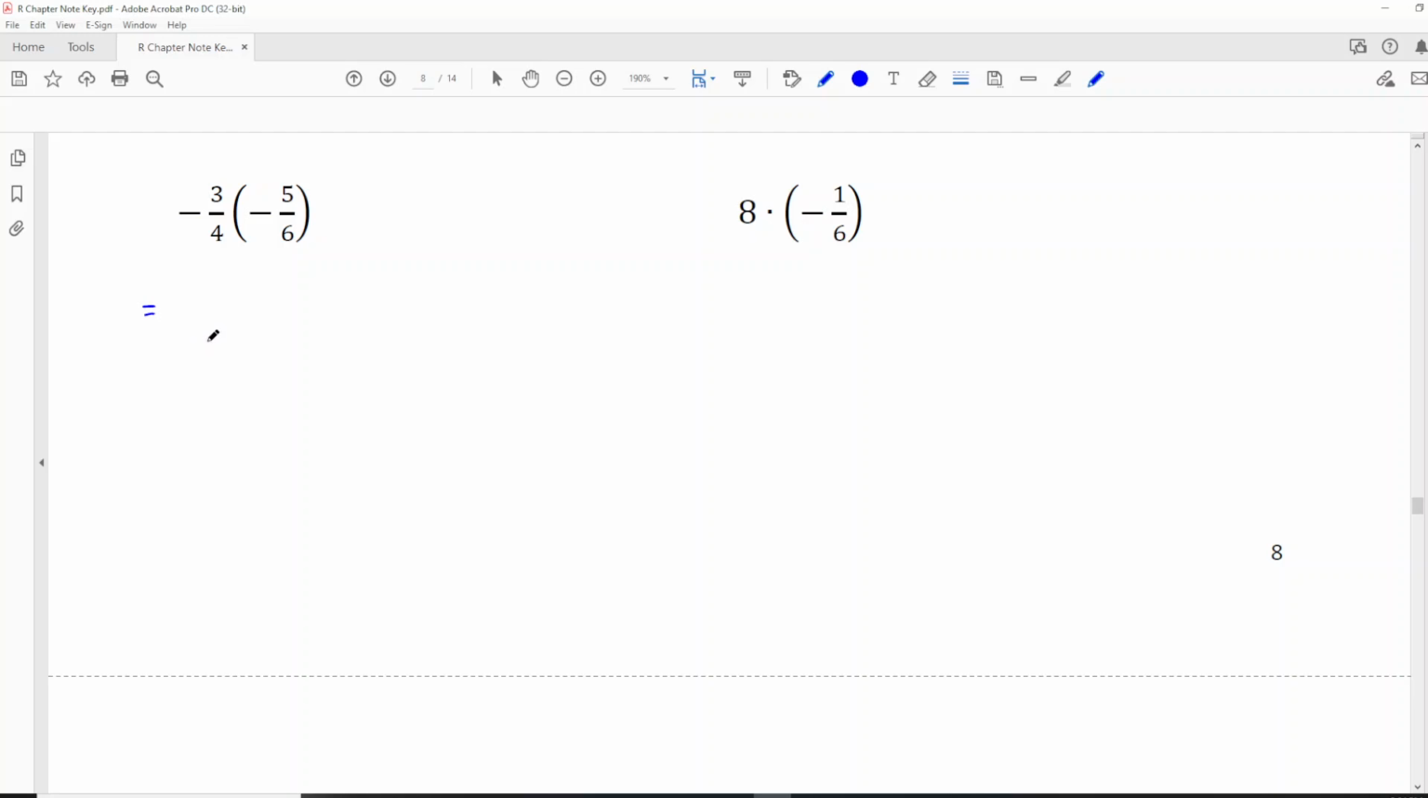And again, I'm a bit of an in-between. Sometimes I multiply across and then simplify. Sometimes I simplify before I multiply. It's kind of a choose my own adventure. I'm going to go negative 3 over 4 times negative 5 over 6. I'm going to see that I can pull a 3 out of there. Now notice I put the negative up with the 5. I did not also put it with the denominator, right?